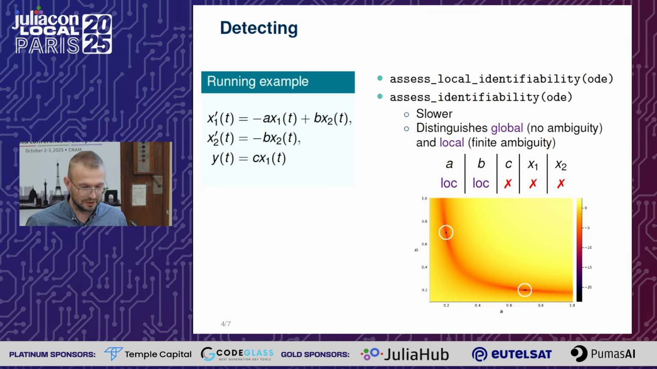We have a slower analysis, which actually shows that a and b are locally identifiable. So there is ambiguity, but it's finite. There are finitely many problematic values. And now we get a more detailed picture. So now we can spot the identifiability problem, but to reason about it, I still have to refer to pictures. In higher dimensions, pictures are not as available.